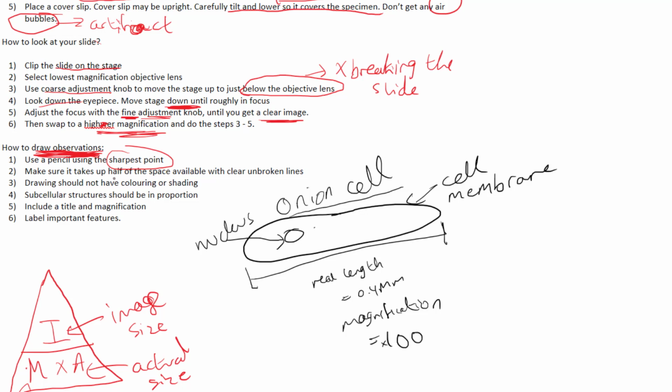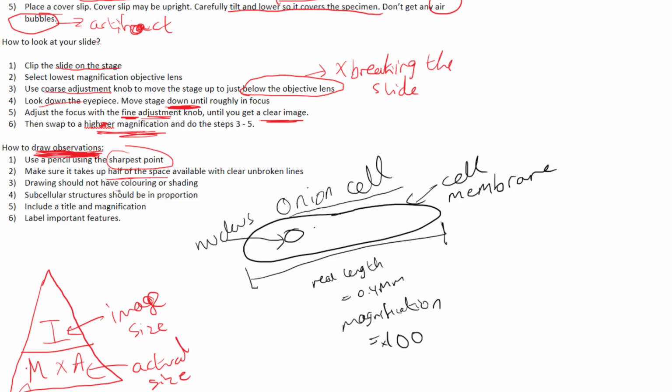Make sure it takes up half the space. Your teacher probably has mentioned this tons and tons of times. Do not draw a small diagram. Mention that in the exam. What's the way to do a perfect observation? It has to take up half the space of the piece of paper that you're trying to draw on, and it has to be very clear without broken lines.